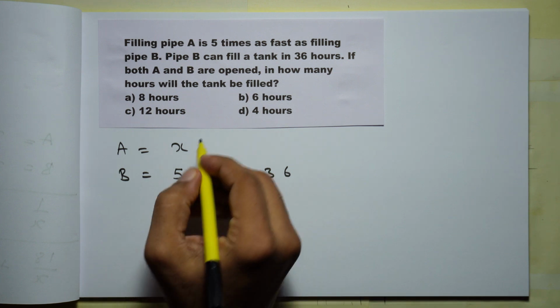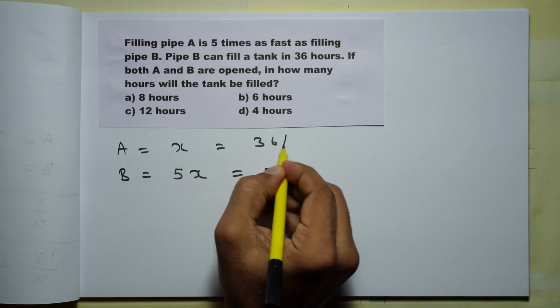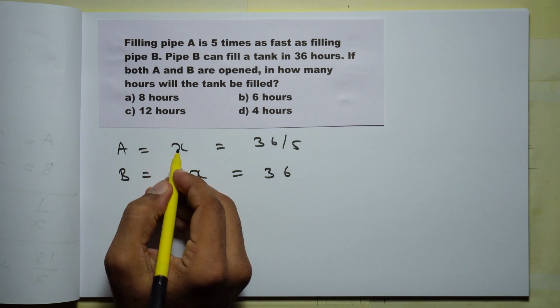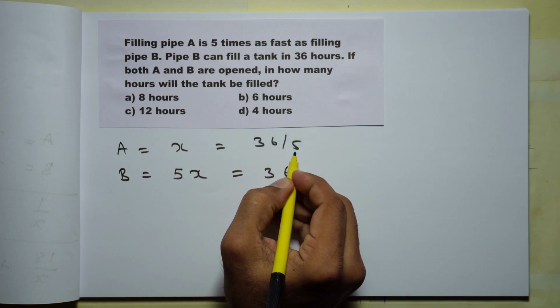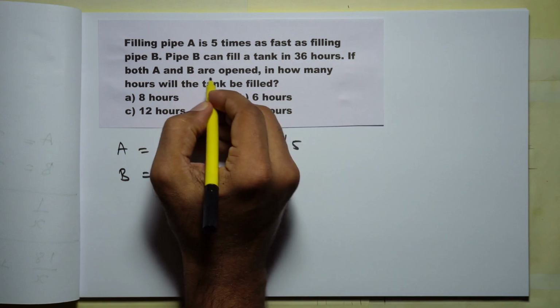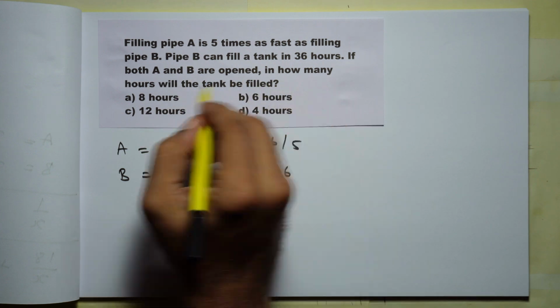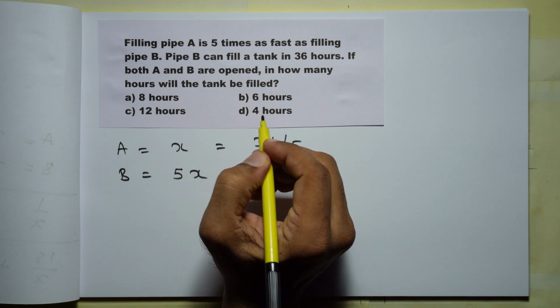5x is equal to 36. So A will require 36 by 5. That is, A will require only 1/5 the time required by B. So A will require 36 by 5 hours. If both A and B are opened, in how many hours will the tank be filled?